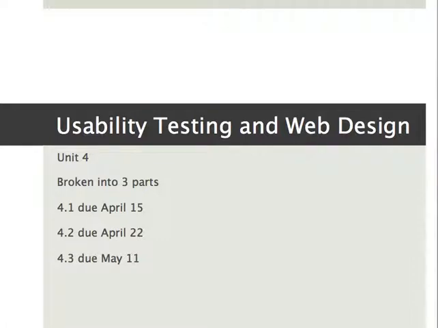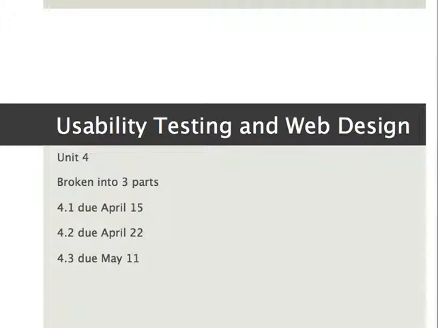So we are in our final unit for the semester, and this is going to be usability testing and web design, and it's going to be broken into 3 different parts. So it is pretty lengthy. That is why we had a shorter unit for the pop translation, and also why it's broken up.